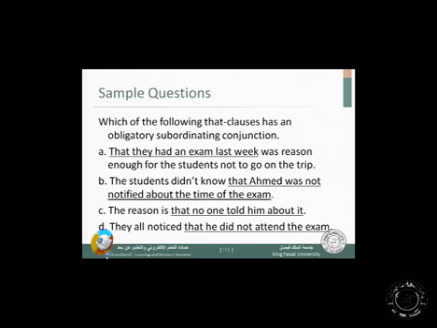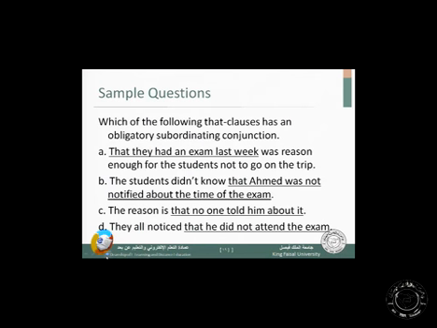I want to ask you something like this: which of the following that clause has an obligatory subordinating conjunction? So we need a question mark here at the end, of course, because it's a question, and we have 4 choices. So the question will be different depending on the rule. Each rule will have their own questions related to them. As long as you understand the rule, don't worry about the question. You should be able to answer the question directly and without difficulty. So if you know the rule, in this case, if you know the rule of when do we remove that and when can we keep that, you will be able to answer the question directly.